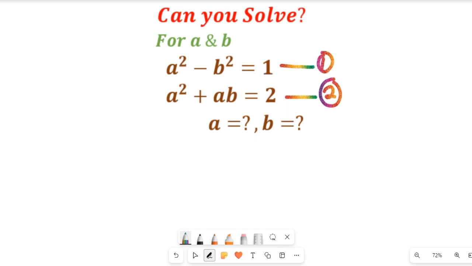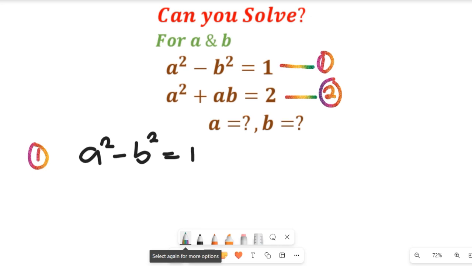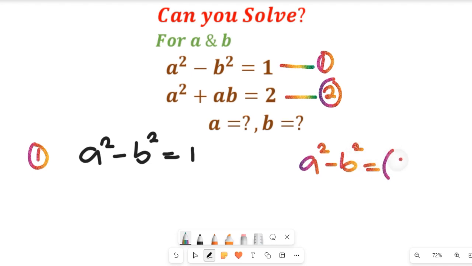Now let's look at considering equation 1. From equation 1, we are given that a square minus b square is equal to 1, right? So if that is given to us, you remember that a square minus b square is a difference of 2 squares. Now what do I mean by a difference of 2 squares? If we have a square minus b square, remember that algebraic formula, the difference of 2 squares, this will give us a plus b, right, multiplied by a minus b.